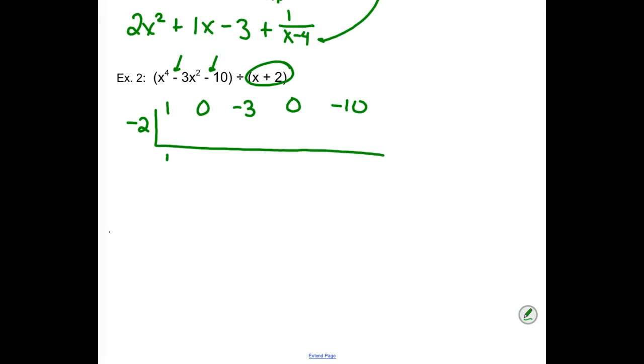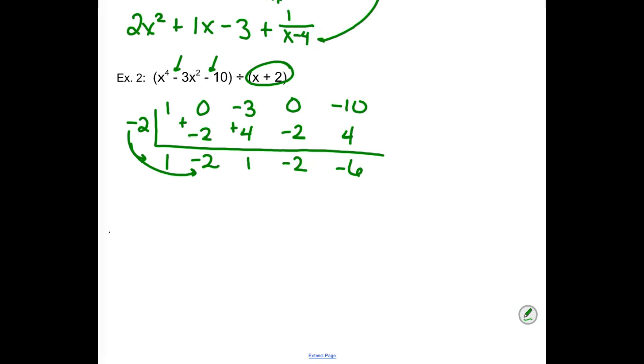All right, again, that process, we bring down the 1, we multiply these, so negative 2, and then we add our columns down, which gets us a negative 2. Multiplying negative 2 times negative 2 is positive 4. Adding gets me a 1. Continue that, negative 2, adding is negative 2. Negative 2 times negative 2 is 4. Adding, we get negative 6.